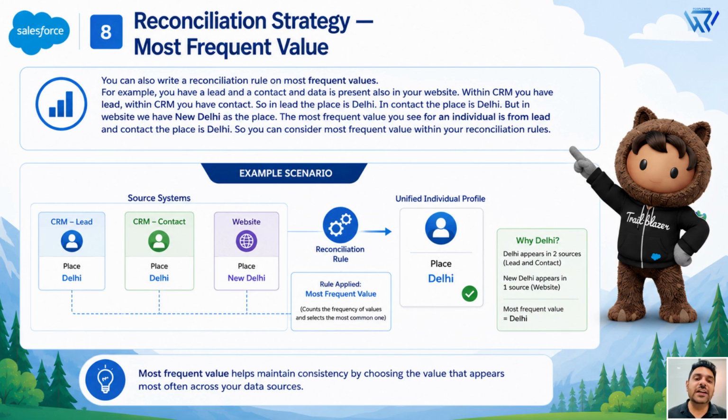So you can write a reconciliation rule on the newest value consideration, or you can also write a reconciliation rule on most frequent values. For example, you have a lead and a contact, and data is present also in your website. Within CRM you have lead, within CRM you have contact. So in lead the place is Delhi, in contact the place is Delhi, but in website we have New Delhi as the place. The most frequent value you see for an individual, from lead and contact, is that the place is Delhi. So you can consider most frequent value within your reconciliation rules.